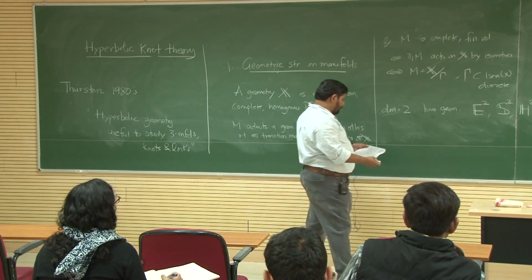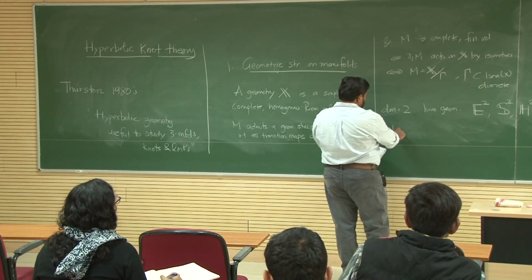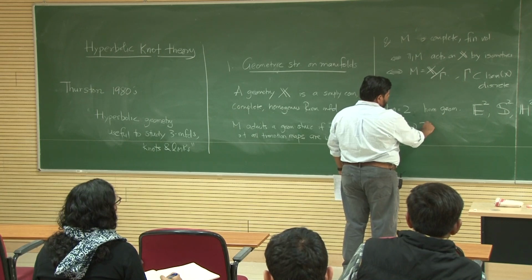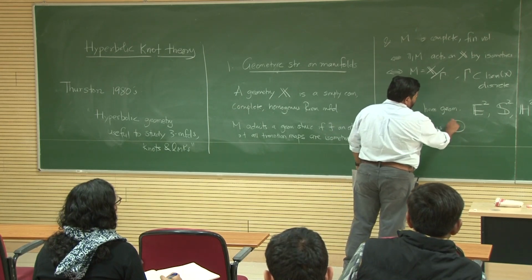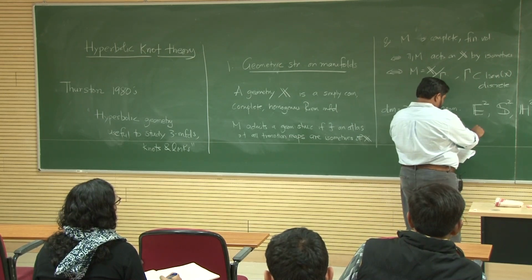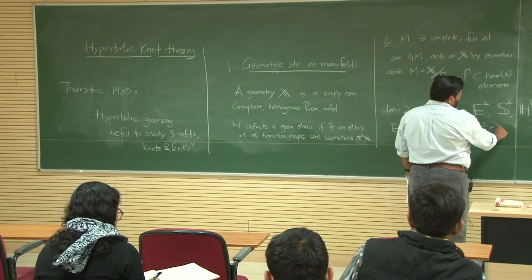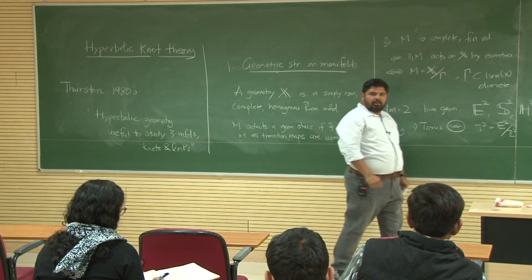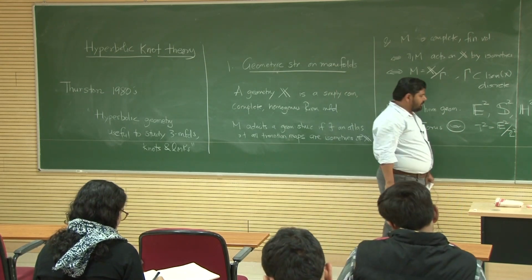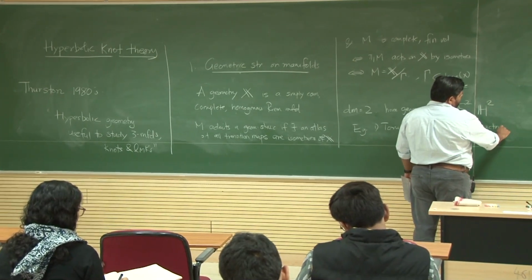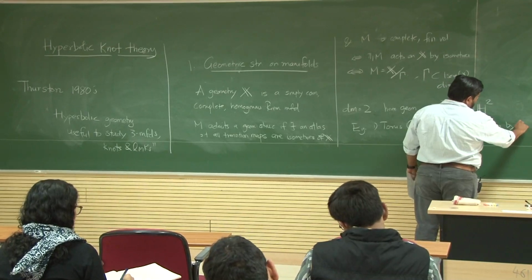And what is an example of a geometric structure? The example of a geometric structure is, say, the torus. You have the torus here, and you can think of this as Euclidean space quotiented by the group Z plus Z, or Z^2, acting by translations, independent translations.